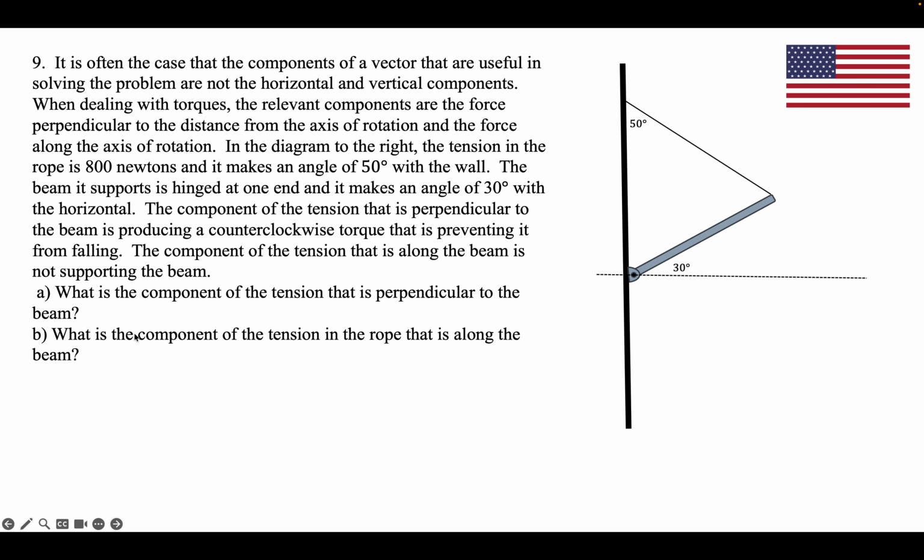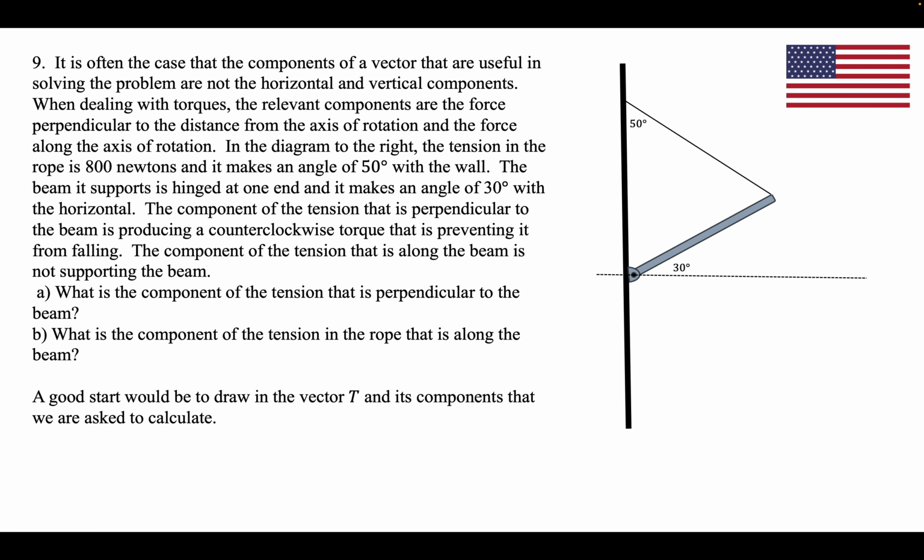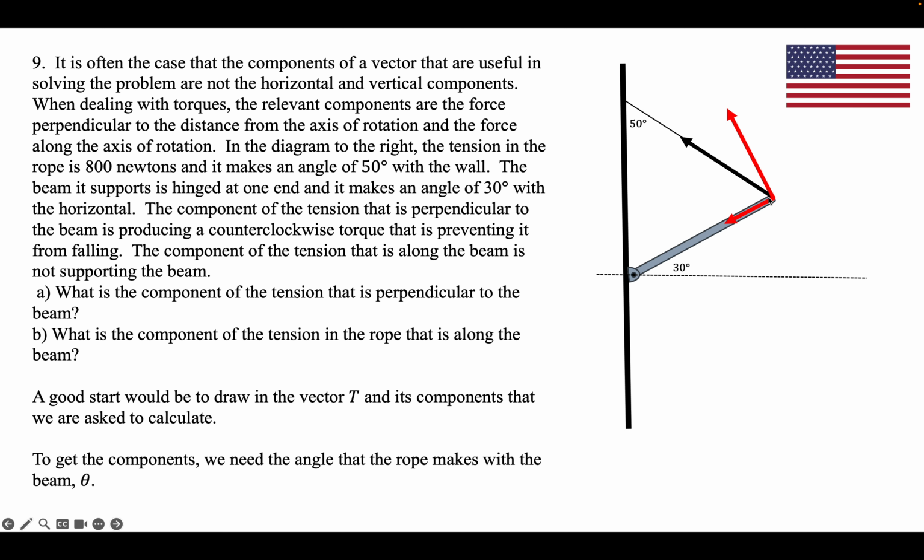So we want the component of the tension that's perpendicular to the beam and the component of the tension that's along the beam. A good start would be to draw the vector T. There's the tension. And we want the component along the beam and perpendicular to the beam. It's important to know where these are. There's perpendicular to the beam. It makes a right angle with the beam. This part of the tension is rotating it. This part of the tension is not rotating it.